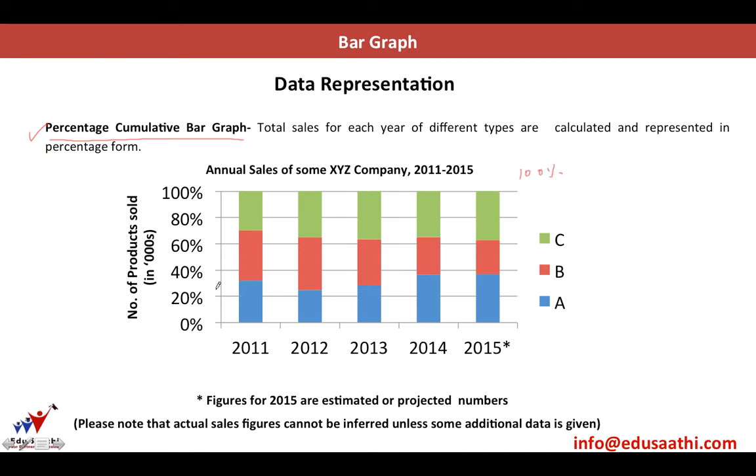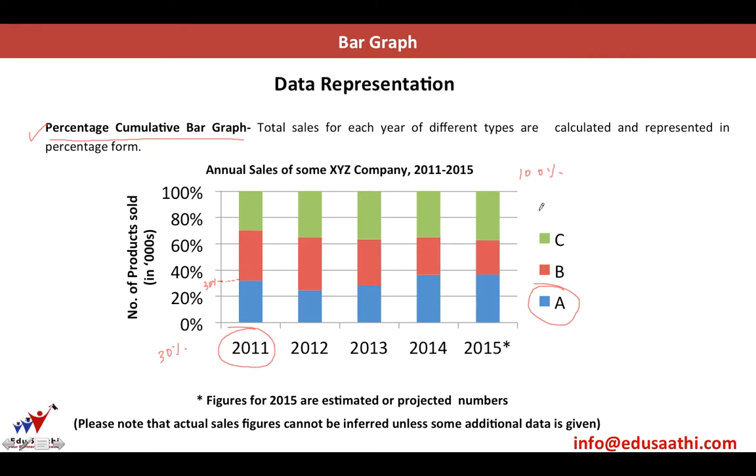Now how much was the sale of product A in the year 2011? So you just need to take note here. This is approximately in the middle, so this gives me 30%. So out of this 100%, 30% was for product A.